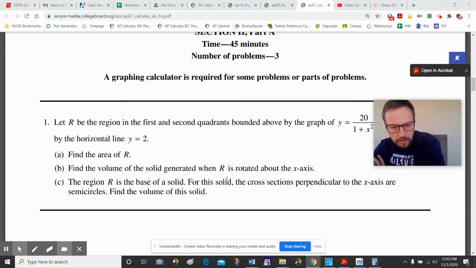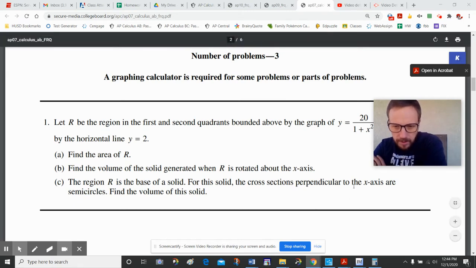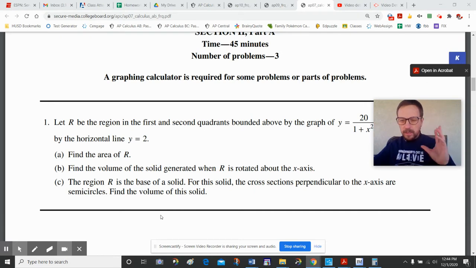Now, the volume of the solid once rotated around the x-axis, that's something we just did, so you should feel pretty good about that. This was a calculator section, so you just set it up and shove it into the calculator. C is what we want to talk about now. Notice that the cross sections perpendicular to the x-axis are semicircles, and it's going to be really imperative for you to read this stuff when we go through it.